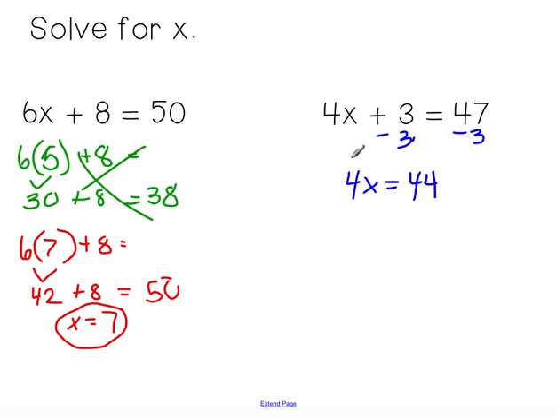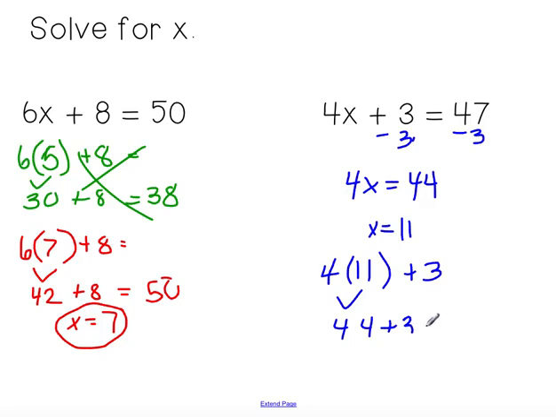So we're trying to figure out what x is. If you multiply it by 4 and you get 44, I know that x then would need to be 11. So I'm just going to go back and actually try it to make sure that it works. So plugging in 11 for x, 4 times 11 plus 3. 4 times 11 is 44 plus 3 is 47. So I am correct.